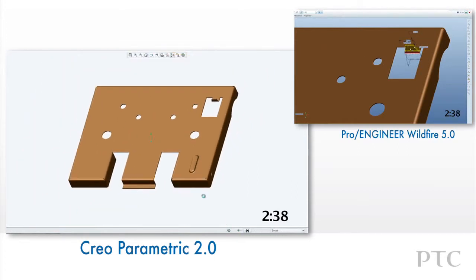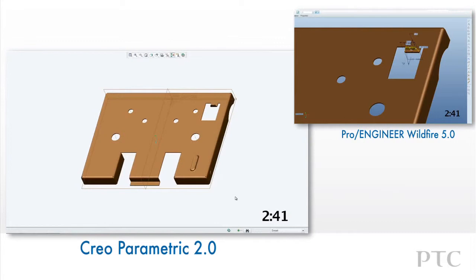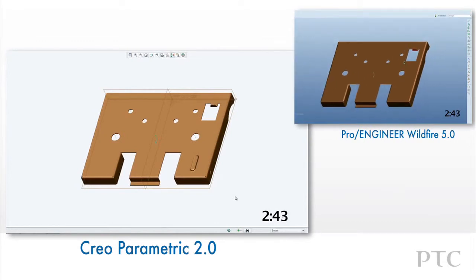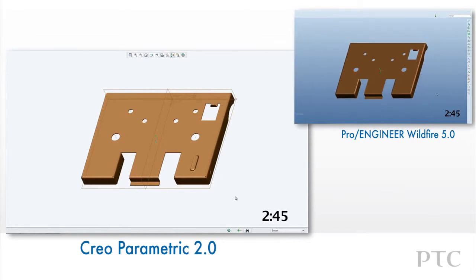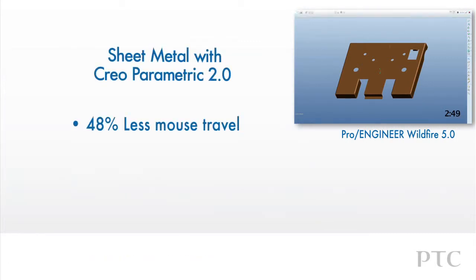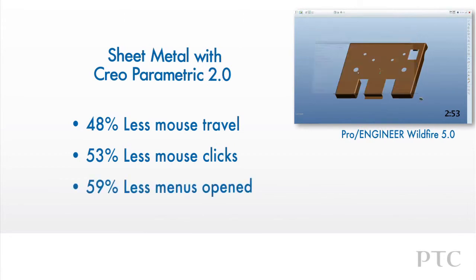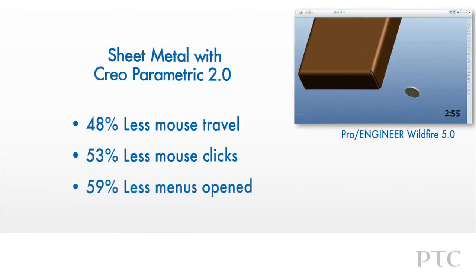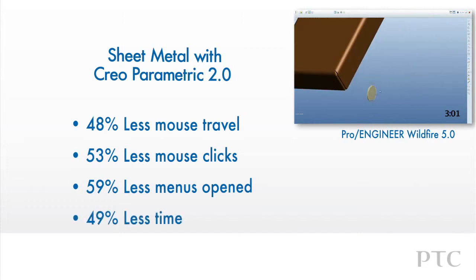We've shown some of the key highlights in creating sheet metal parts with Creo Parametric, including new capabilities and streamlined workflows. The result is improved design productivity, as even in this short comparison, I saved 49% of the time taken to achieve the same result with Creo Parametric compared to Pro Engineer Wildfire.